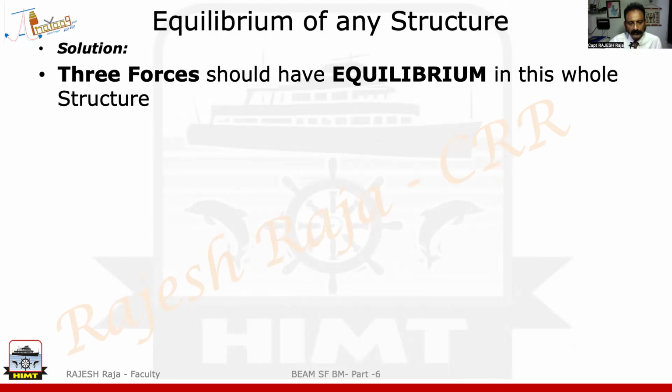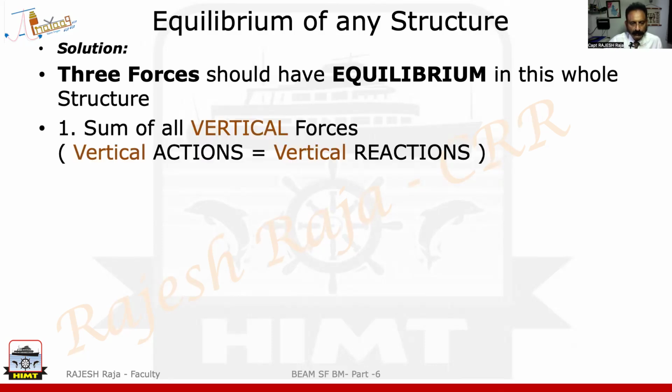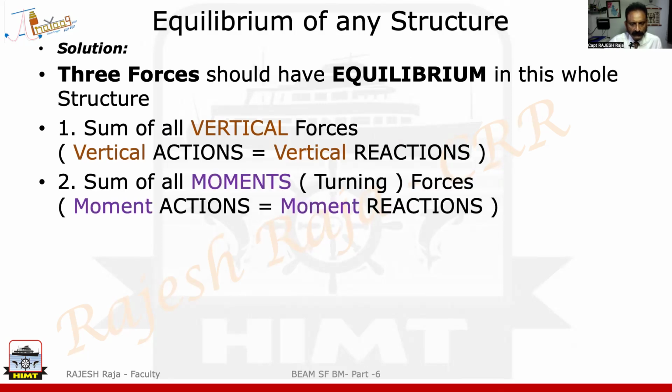There are three equilibriums in your beam. The first one is vertical equilibrium. That means all vertical actions alone; only the forces should be equal to the reactions. The second one is turning moments. Turning moments, please remember, have to balance each other. That means any clockwise turning moment should balance the anti-clockwise.